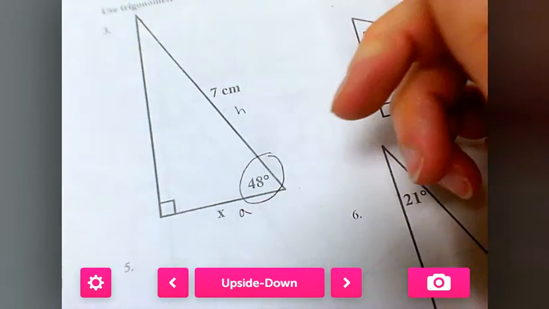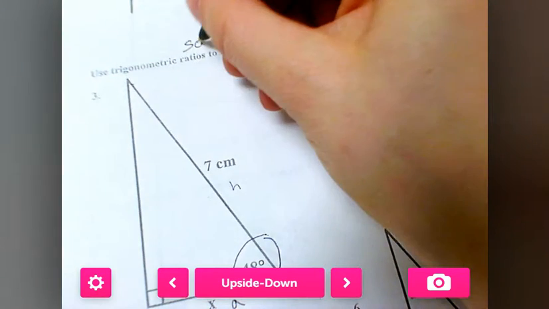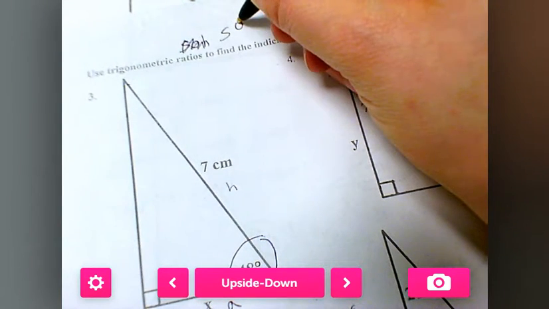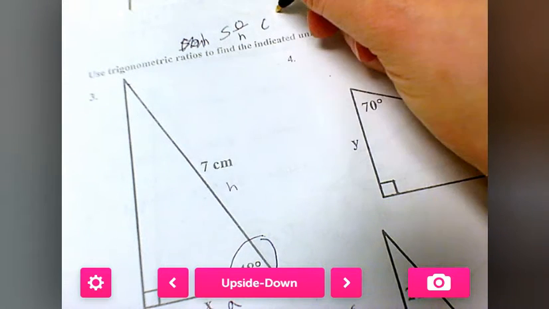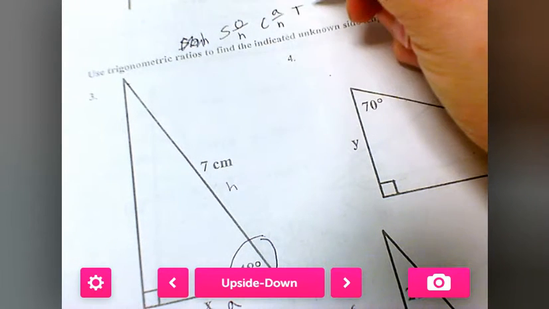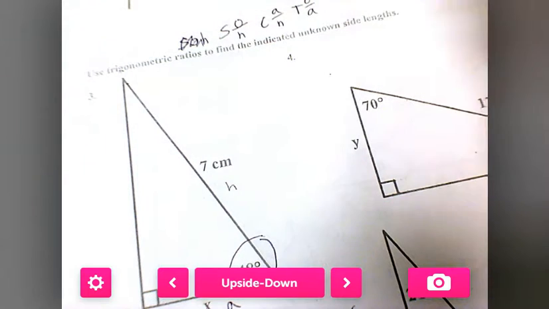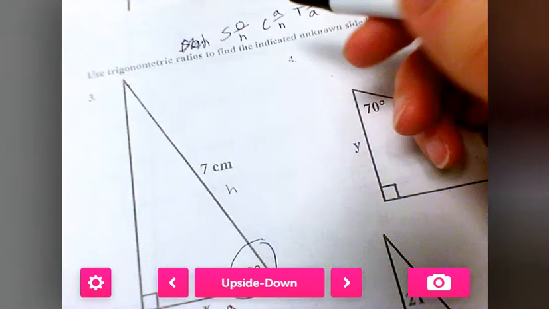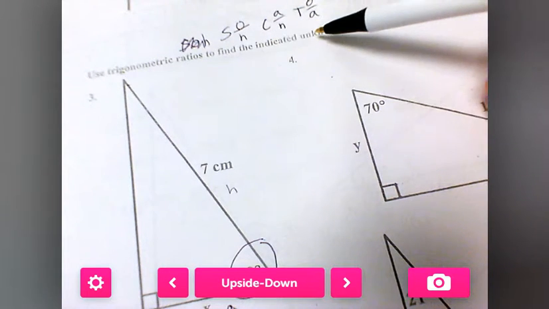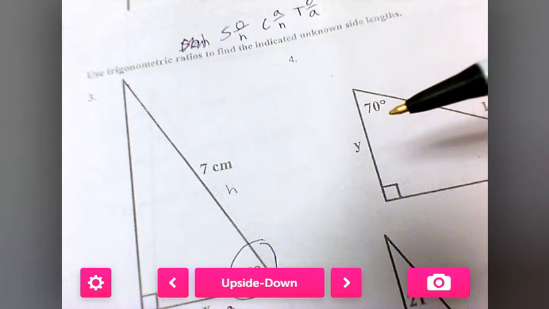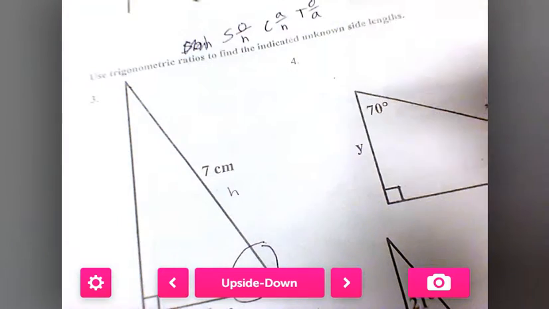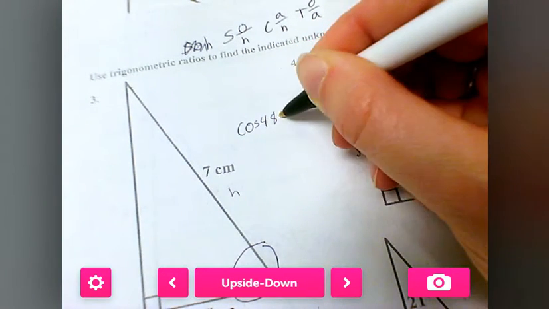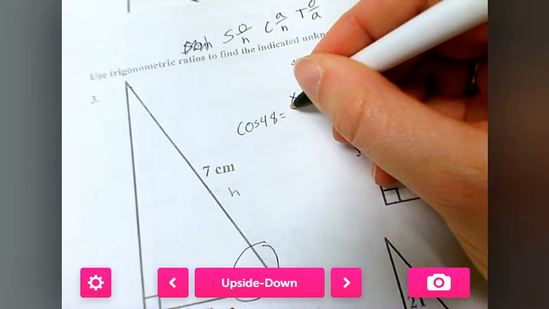Hypotenuse. So which trig function, I'm going to write this at the top of my paper again. Some people like to write it this way. Sine is O over H, cosine is A over H, and tangent is O over A. Just to kind of give you an idea of how to set it up. So are we dealing with sine, cosine, or tangent? We have A and H. Cosine. Okay, so we've got the cosine of my angle, 48, equals my adjacent x over my hypotenuse, 7.